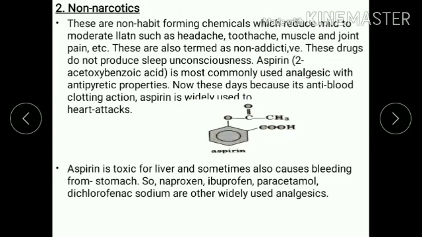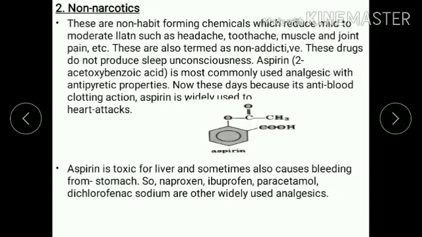There are two types of analgesic medicines. The first is narcotics and the second is non-narcotics. What is the meaning of narcotics? Narcotic medicines produce sleep and unconsciousness, but non-narcotic medicines do not produce sleep and unconsciousness. Narcotic medicines contain narcotic substances that produce sleep and unconsciousness.